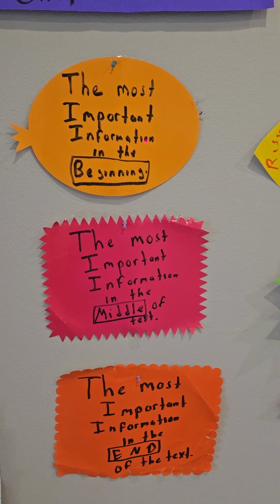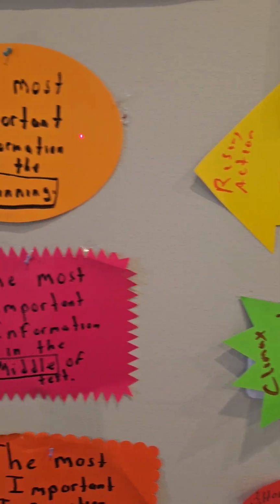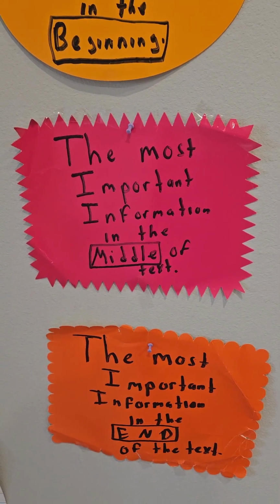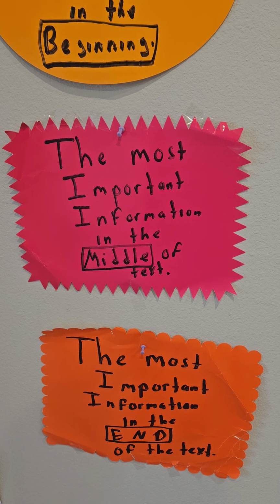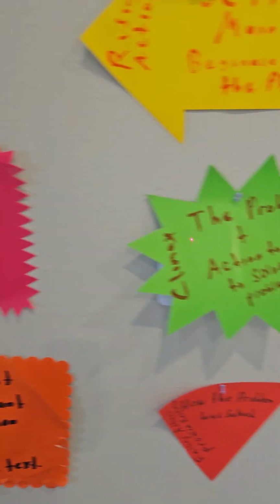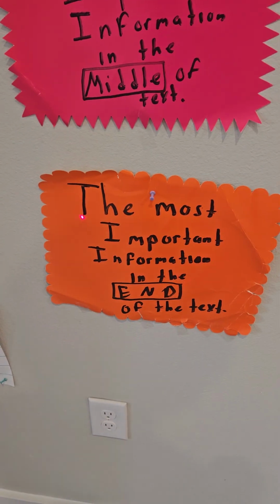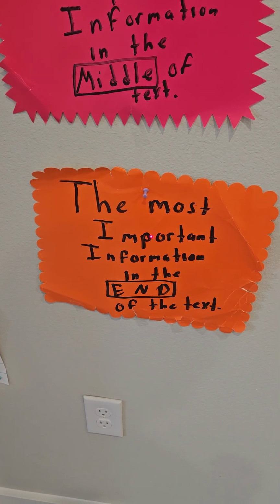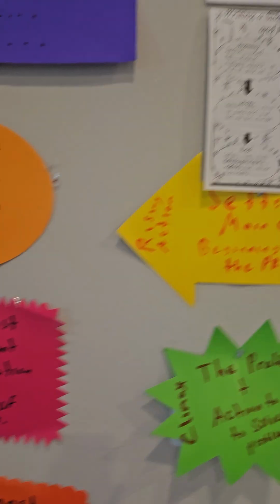So the most important information in the beginning, which will include the setting, the main characters, and the beginning of the problem, is the first one up there. In the middle, the second section of the summary, the most important information would include the problem and the main action that happens to try to solve the problem. And then finally, the last section will be the most important information at the end, which is how the problem was solved. So three sections, three to five sentences.